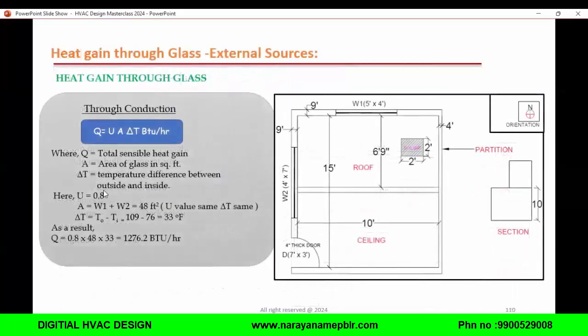So this area, W1 plus W2, if you add 20 plus 28, is 48. Here you are adding because of the conduction. In conduction, we'll add the windows, whereas for radiation, we will not add. So delta T is equal to T outside minus T inside. Outside temperature minus inside temperature, you will get this value. This value may change from project to project, just understand the concept.